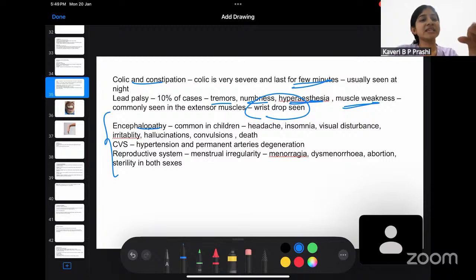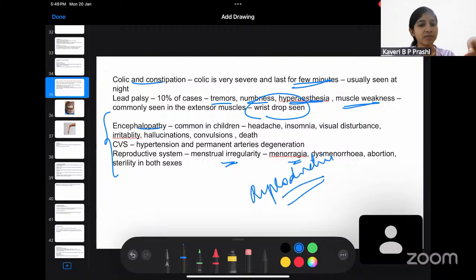In the CVS, there is going to be hypertension and permanent arterial degeneration seen, because of which there are going to be hard arteries causing hypertension or increased BP. In the reproductive system, menstrual irregularity is seen. There's menorrhagia, dysmenorrhea, abortion, and sterility. Remember that in lead poisoning, the reproductive system is affected not only in females but even in men. Menorrhagia is increased bleeding, dysmenorrhea is painful menstruation, and abortion and sterility could be seen.